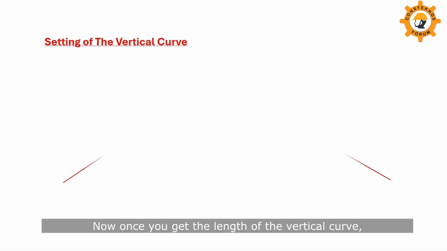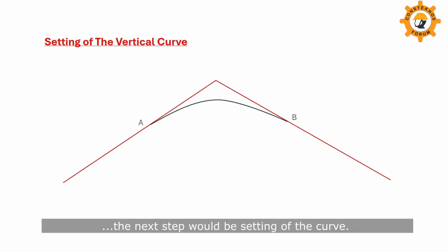Once you get the length of the vertical curve, the next step would be setting of the vertical curve. This is the apex point E, and this is the point on the curve, let us say F. In the chord deflection method, what we do?